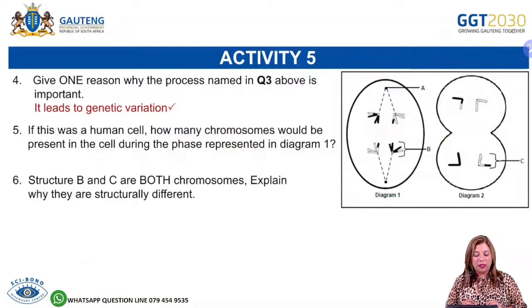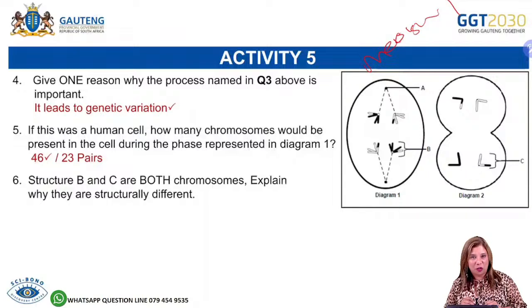If this was a human cell, how many chromosomes would be present in diagram 1? Now remember, diagram 1 represents meiosis 1. So how many chromosomes are there before the gametes are formed? And that would be 46 chromosomes and 23 pairs.